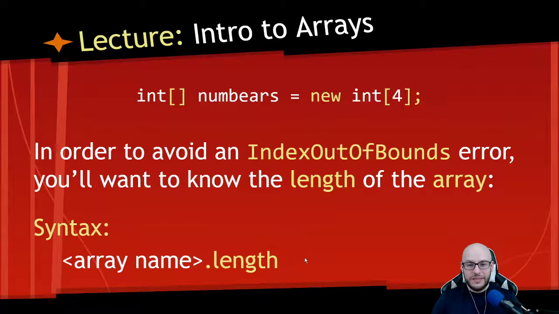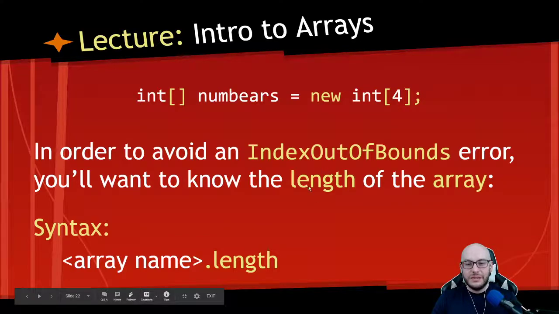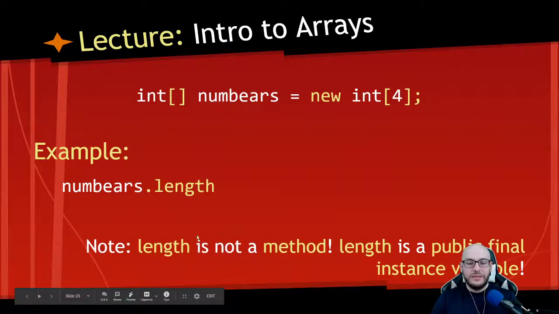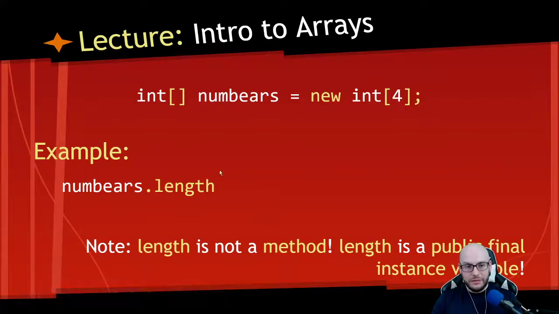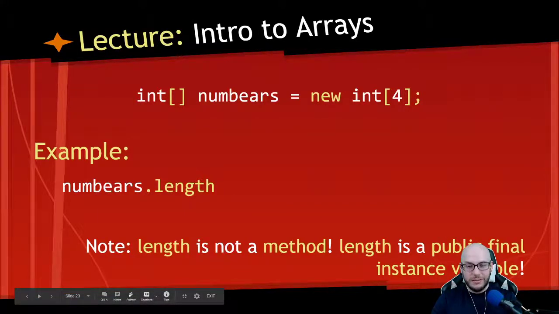We've seen this idea of length before whenever we're working with strings, but it had parentheses. Length is not a method here, right? We've talked about methods a little bit. We're talking about calling methods. This ain't a method. This is a public final instance variable.